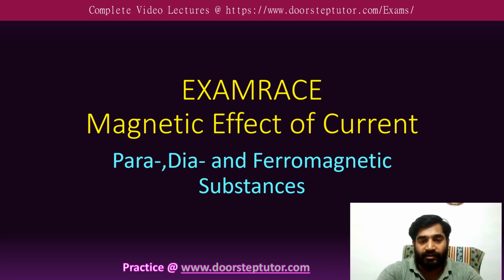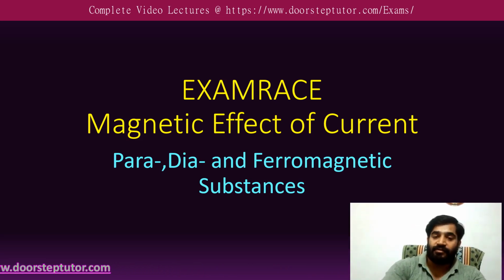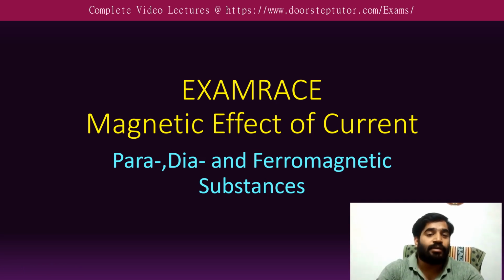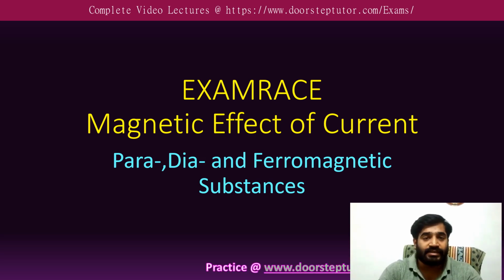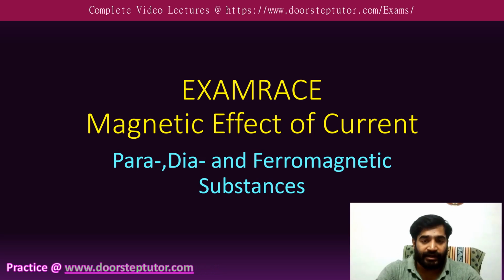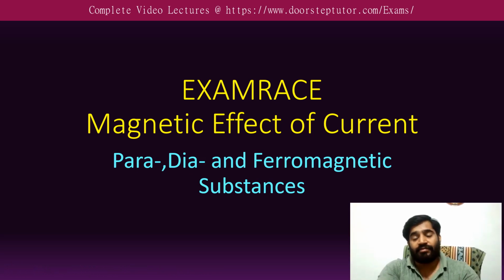This is the magnetic effect of current and magnetism. We are here for para, dia and ferromagnetic substances. We will see what magnetic substances are and what their properties are, and separately what a paramagnetic substance is and how it differs from diamagnetic. Similarly, we will see what ferromagnetic is and how it differs from paramagnetic and diamagnetic. Also, we will see their properties separately, and we will see problems based on paramagnetic, ferromagnetic and diamagnetic substances.